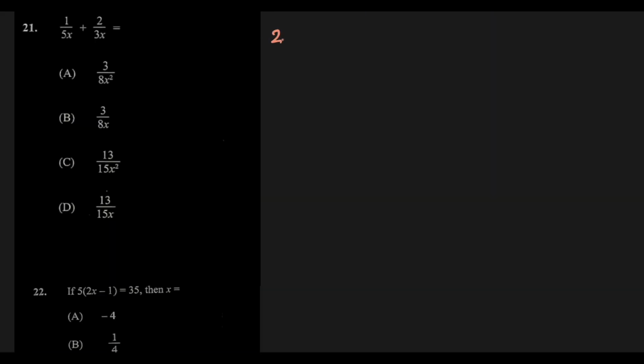Alright, so question 21. We have some fractions here, and we want to add these together: 1 over 5x plus 2 over 3x. Let me make this 2 look a little better. Generally in fractions, we cannot add them together if they have different denominators. As you can see, we have different denominators here, but the only thing common between these two would be the x's.